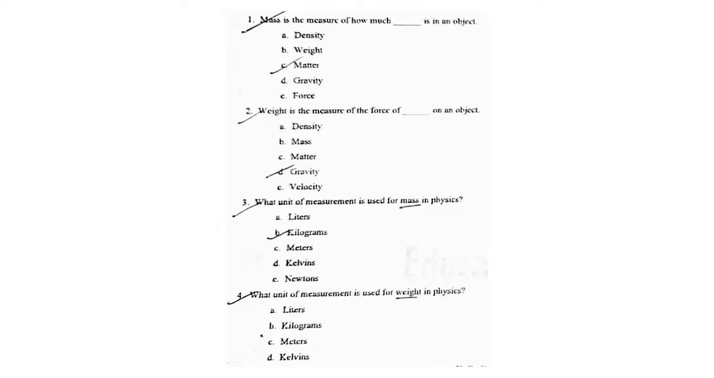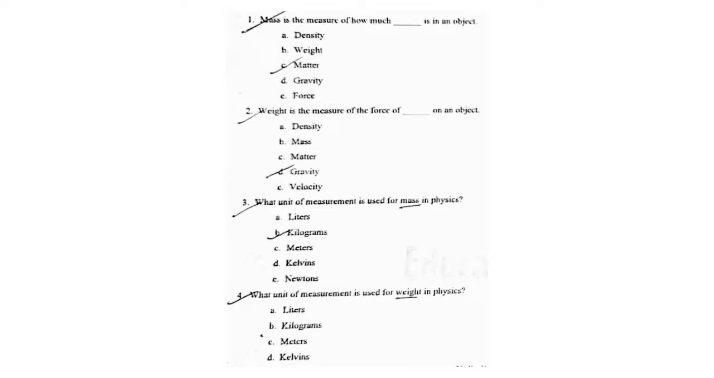What unit of measurement is used for mass in physics? It's a very easy one here. Just in yesterday's class we saw different units for mass. Kilograms, grams, tons, all those are correct answers. But liters, meters, kelvins, newtons, everything is wrong. If it is a liquid, we generally quantify by volume.